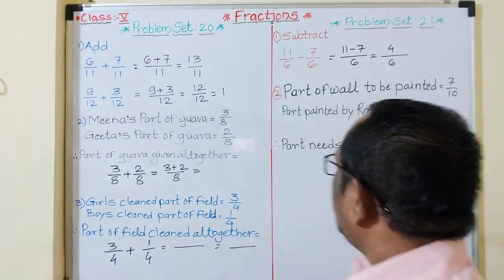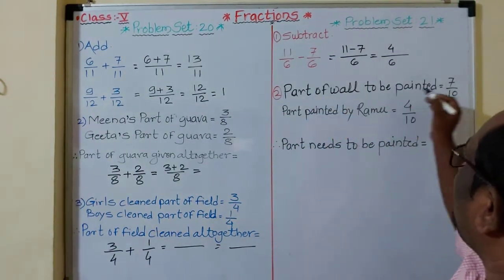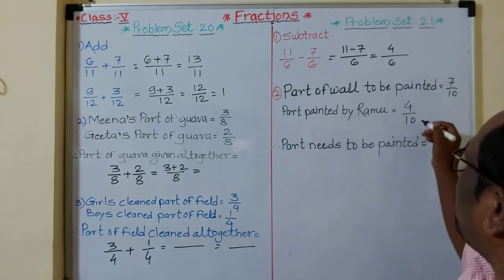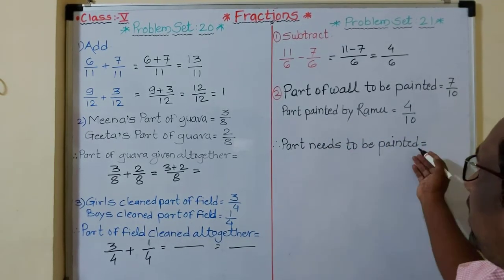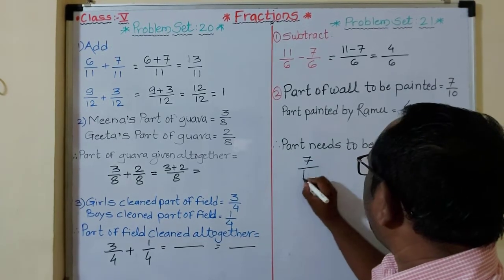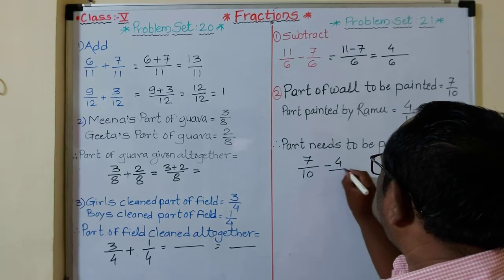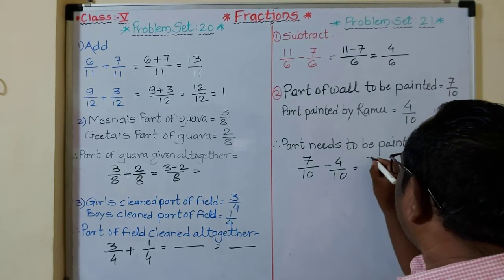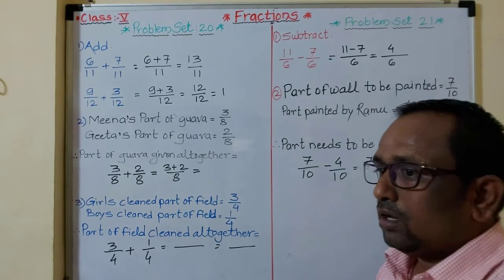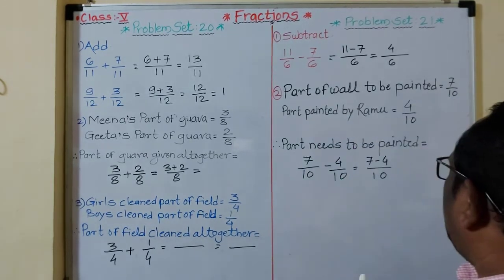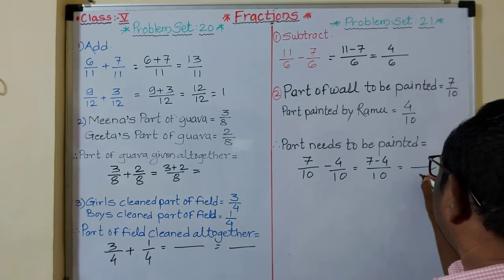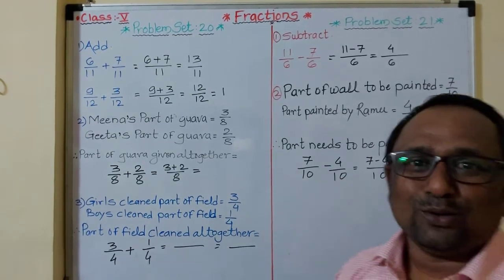Now look here, part of wall to be painted is equal to 7 upon 10. Part painted by Ramu is 4 upon 10, and the part that needs to be painted, that we have to find. How? We have to subtract: 7 upon 10 minus 4 upon 10 is equal to 7 minus 4 upon 10. Here we get the answer, which you have to do for homework.